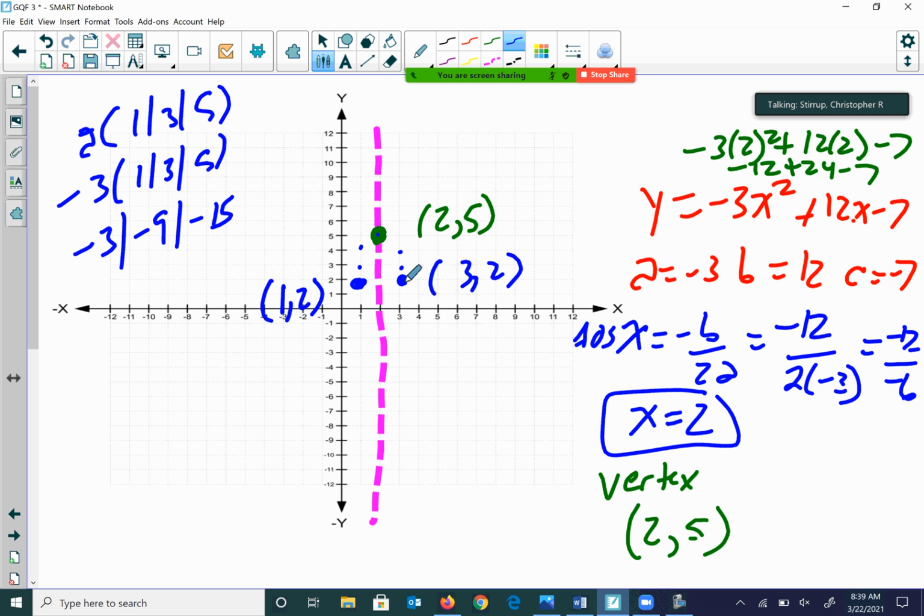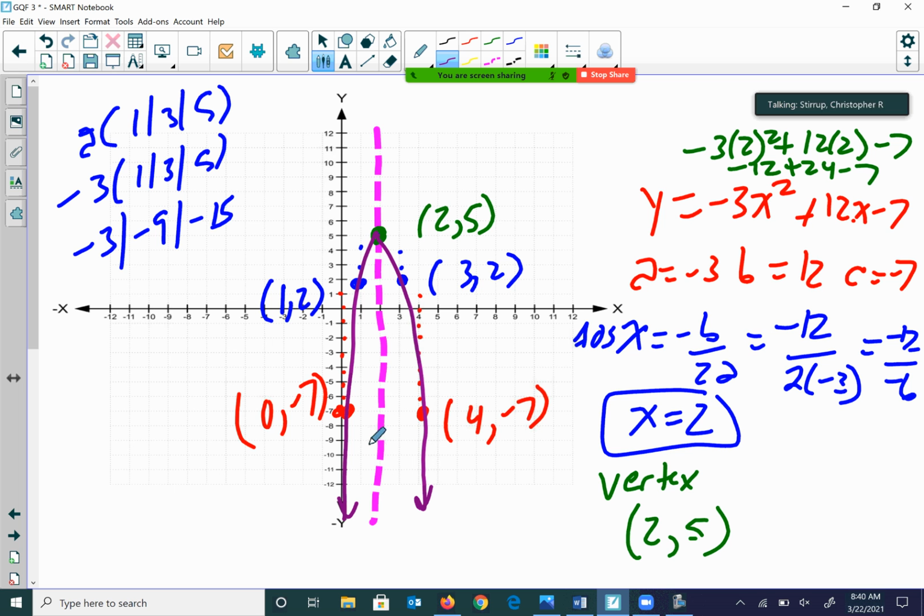I think we can squeeze one more in there. So I'm going to go right 1, down 9. 3, 4, 5, 6, 7, 8, 9. So that takes me to 4 comma negative 7. And then if I go left 1, down 9, 1, 2, 3, 4, 5, 6, 7, 8, 9. So I get to 0, negative 7. So I definitely have enough points there to establish my parabola. It opens downward because my A value is negative. And we go from there.